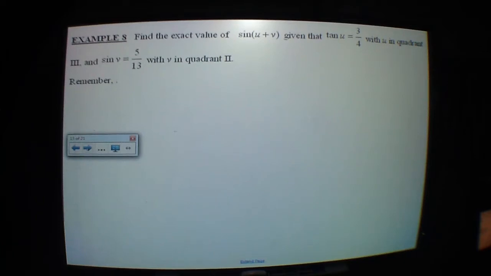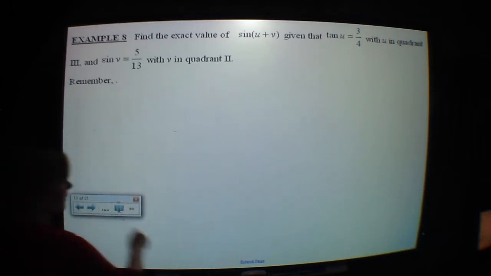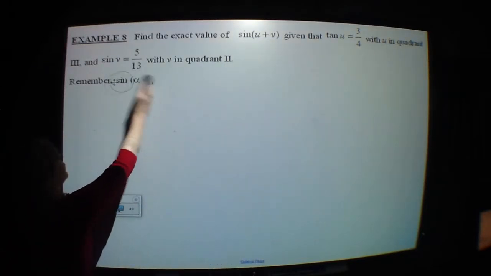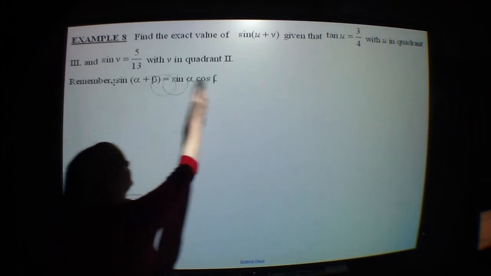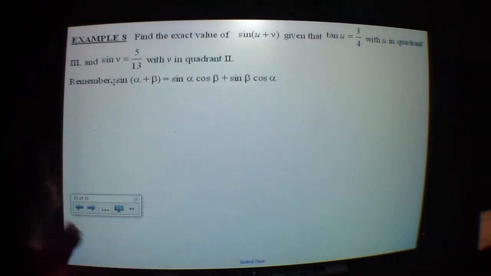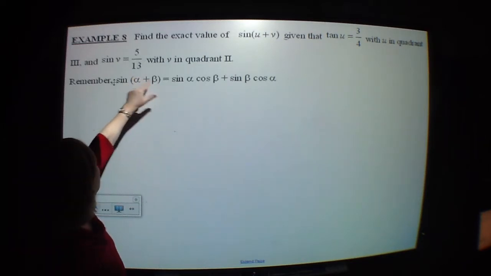Example 8. Find the exact value of the sine of u plus v given the tangent of u is 3 over 4 with u in quadrant 3 and sine of v is 5 over 13 with v in quadrant 2. So the first thing I would do is remember the formula for the sine of alpha plus beta. So I need to find the sine of u and the sine of v and the cosine of u and the cosine of v to figure this out. Just replace alpha and beta with u and v.